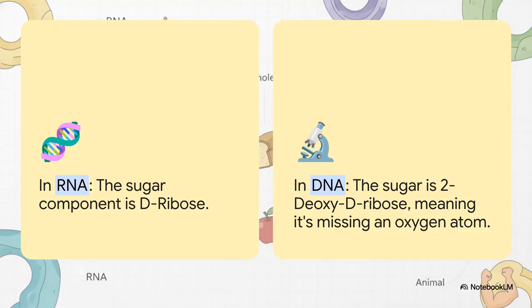Now, one of the biggest differences between DNA and RNA actually comes down to a single atom on their sugar backbone. RNA uses a sugar called ribose. DNA uses deoxyribose. And that deoxy part literally just means it's missing an oxygen atom on the 2nd carbon of the sugar ring. It is an unbelievably tiny change, but it has massive, massive consequences for how stable the molecule is and what it can do.